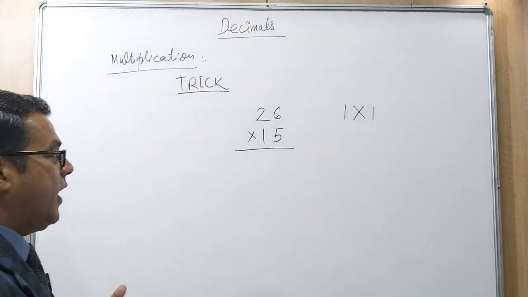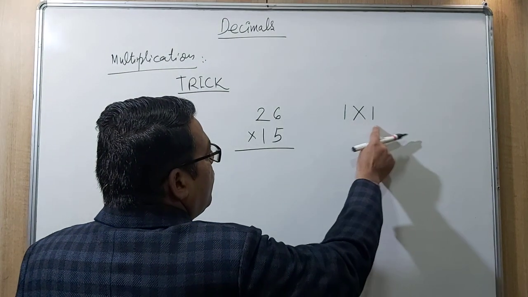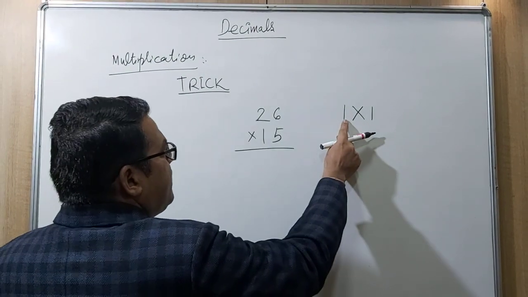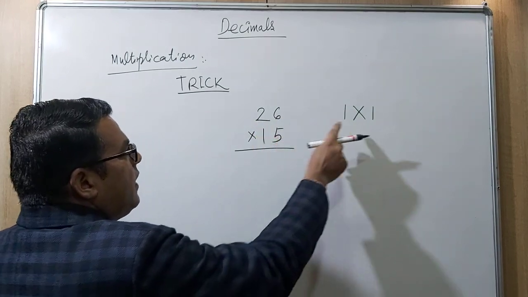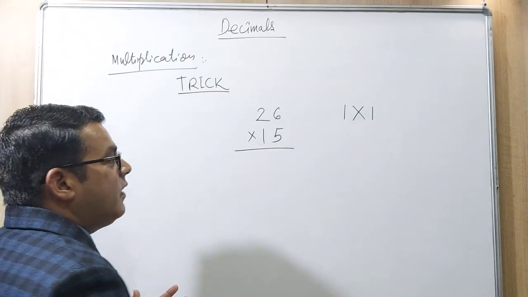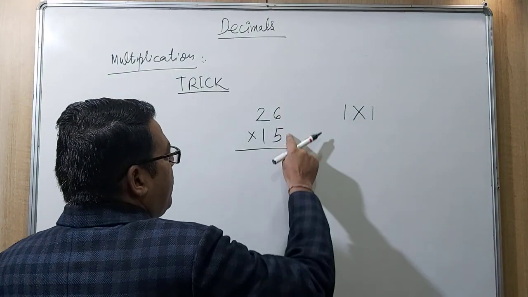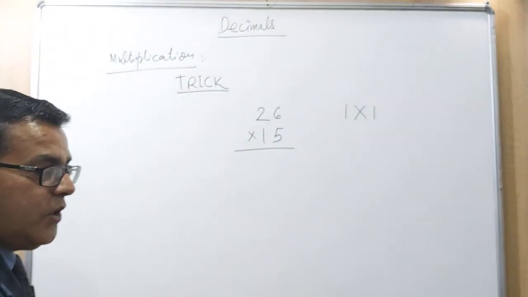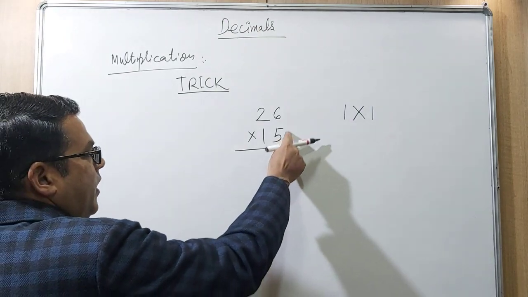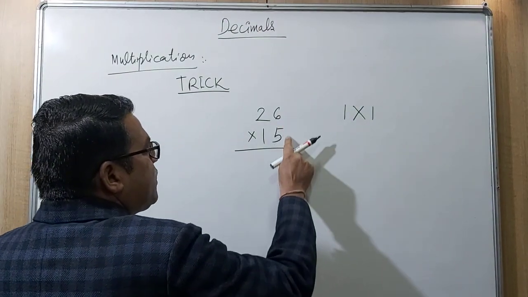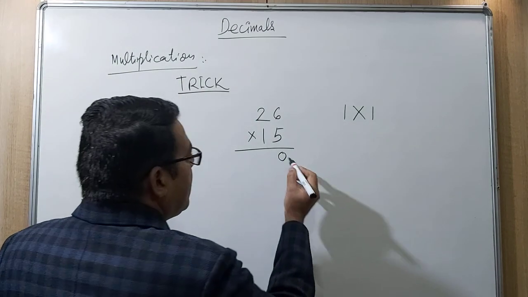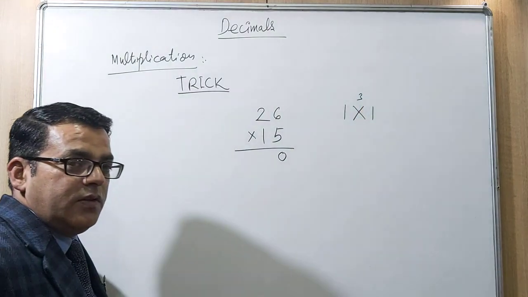So first, you have to learn this rule: 1, then X, then 1. This 1 means we are multiplying this 2 with 1. X means we will multiply crosswise, 2 with 5, 6 with 1. And this 1 says that we will multiply 6 with 5. But according to the rule we have to start from the right side. So first we will multiply 6 with 5. What do we have? 30. So 0 will come and 3 is carry. We can write it here, right?